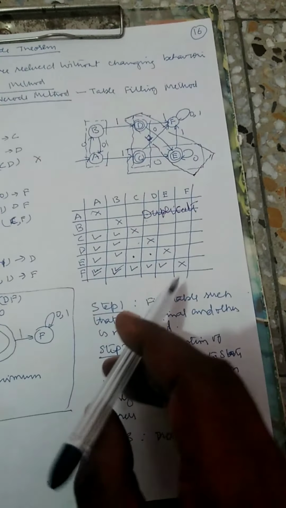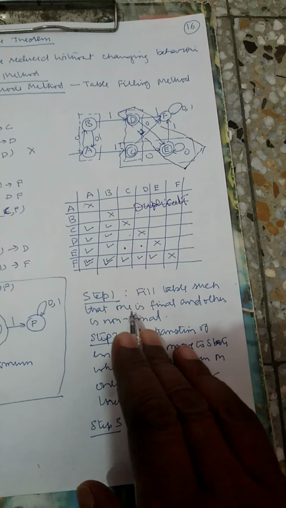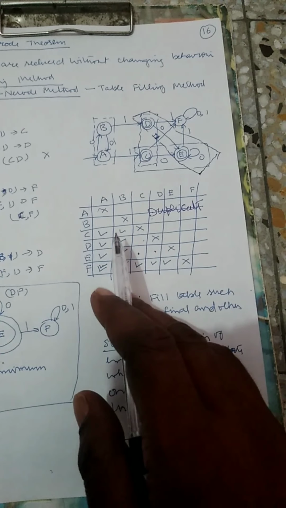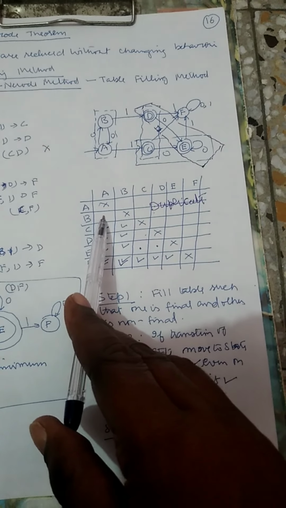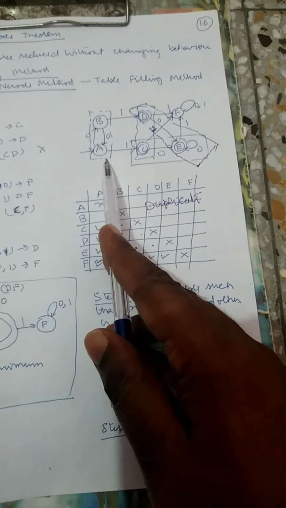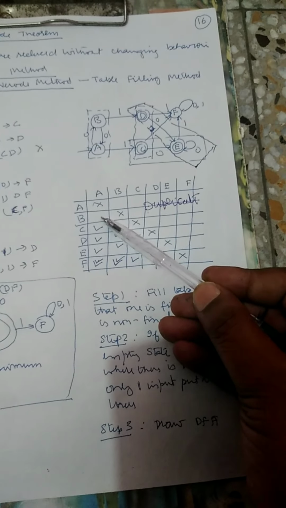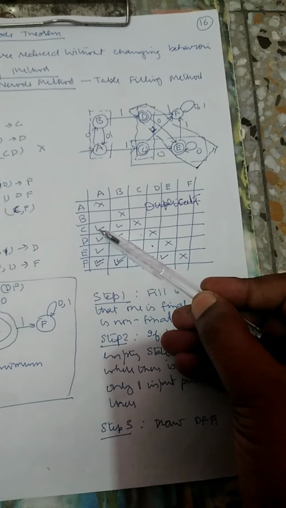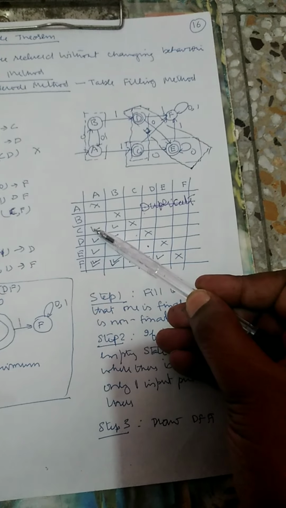How to fill this? Look at this. Fill the table such that one is final and the other is non-final. We look at the states, and if one is final and the other is non-final, we simply put a right mark there. Here A is a non-final state, and similarly B is also a non-final state. We leave it empty. Here A is a non-final state and C is a final state. We simply put a right mark.